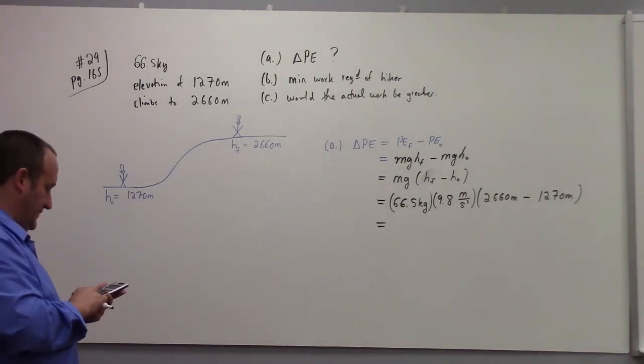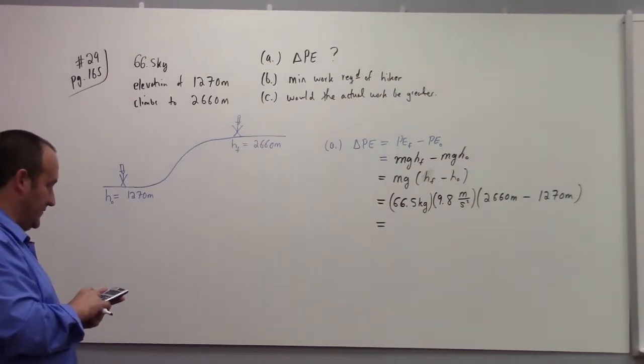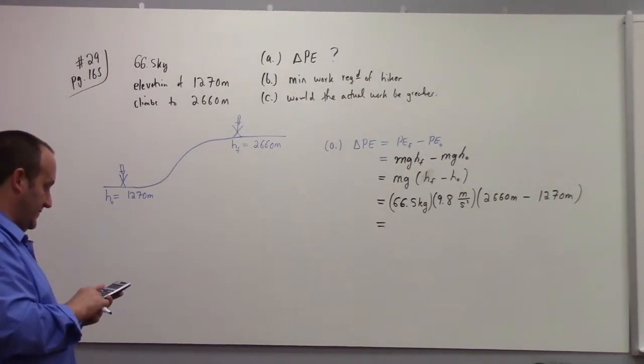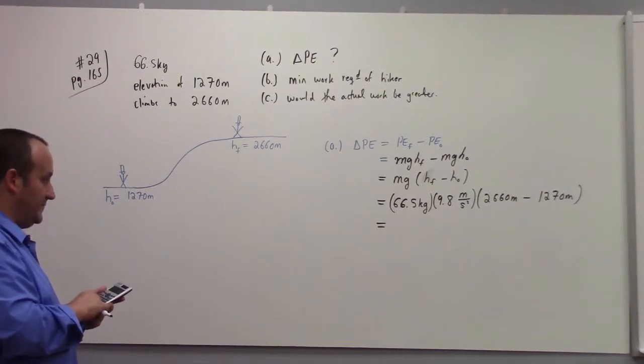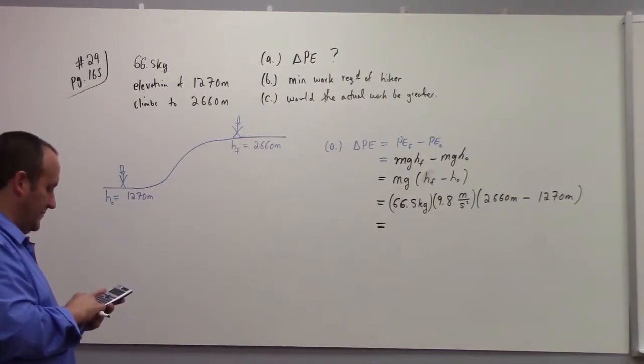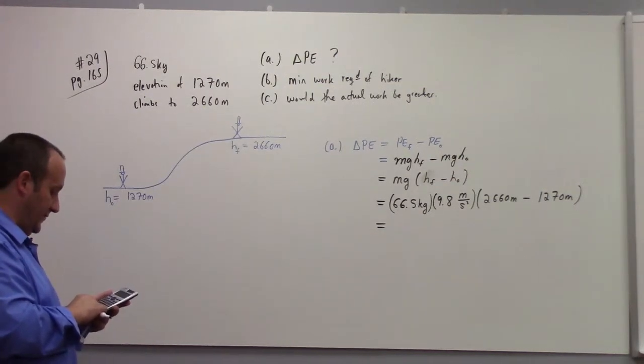So, you know, this change in potential energy, how is it happening? It's happening because the hiker is exerting force through their legs to go up the mountain, right? And where's that force coming from? It's coming from chemical energy that's converted from food and so forth.